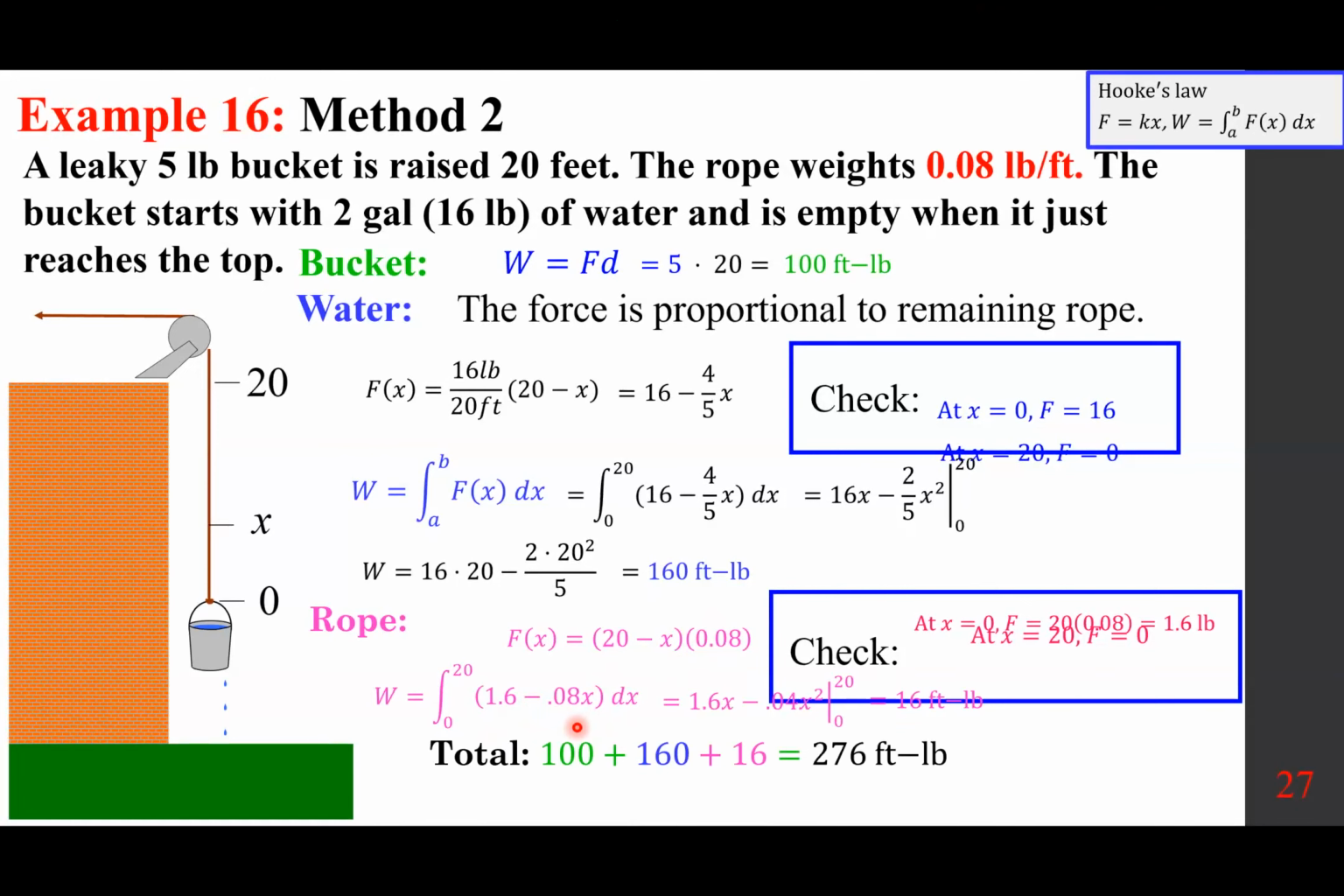Now, you can also write the whole thing in one shot. The integral from 0 to 20 of the water part, 16 minus 4/5 x, plus the rope part, 1.6 minus 0.08x, dx. If you integrate this in one shot, you get the same answer.